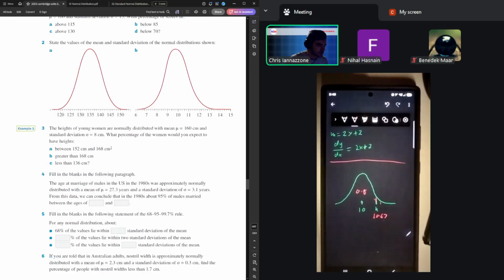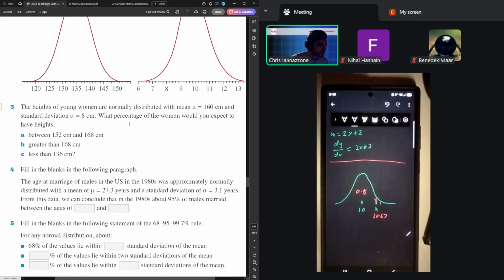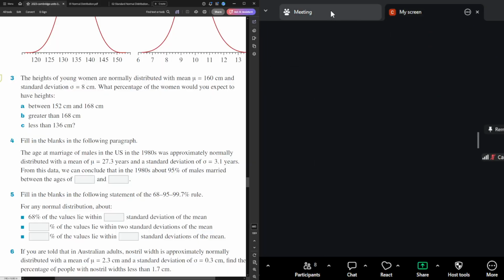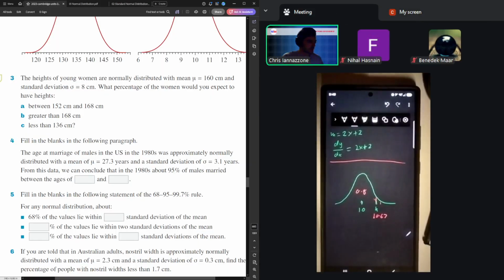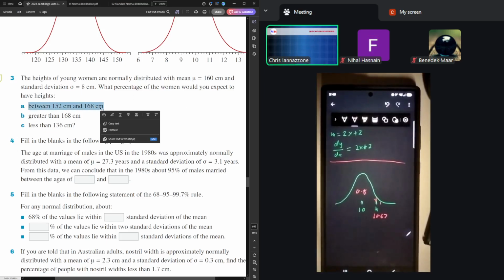Let's go. We already kind of did these. I actually kind of ripped this question and used it as the example. So let's go ahead and do question 3. Heights of young women are normally distributed with a mean of 160, standard deviation of 8. What's the probability of being between 152 and 168?